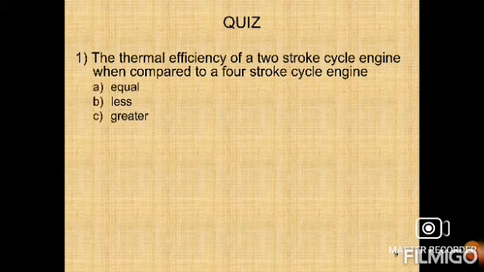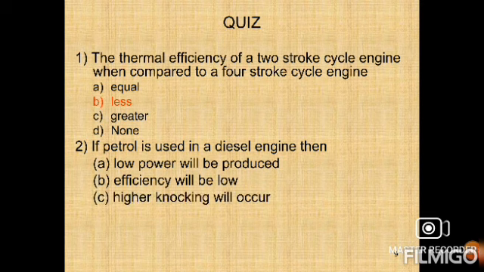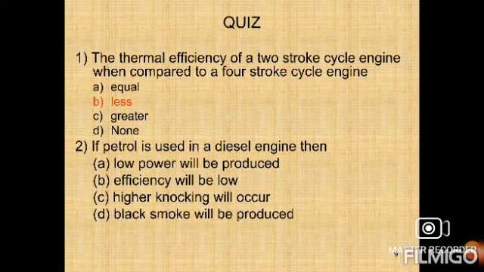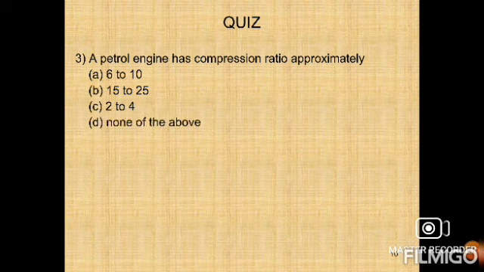Now some small questions. The thermal efficiency of a two-stroke engine when compared to a four-stroke engine is less, right? If petrol is used in a diesel engine, what will happen? Low power will be produced, efficiency will be low, higher knocking will occur, black smoke will be produced. Higher knocking means fuel consumption will be more, right? A petrol engine has a compression ratio of approximately 6 to 10.